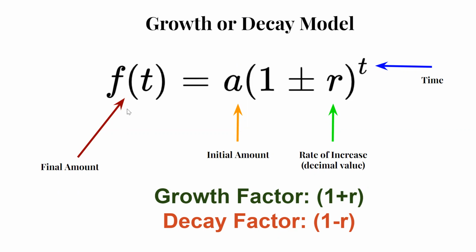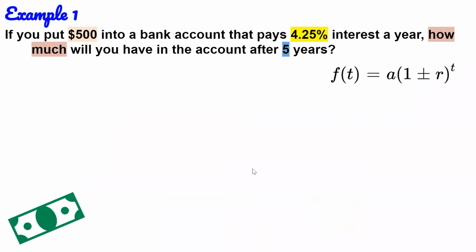Okay, ready? Ready for our first example? Okay, go ahead and copy this one down, guys. Number 1, it says if you put $500 into a bank account that pays 4.25% interest a year, how much will you have in the account after 5 years? So this is something that you guys can apply in real life, believe it or not.